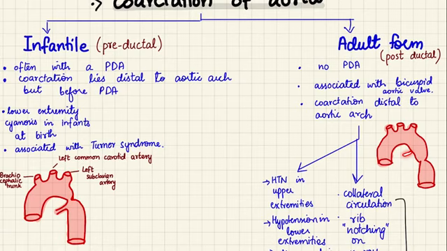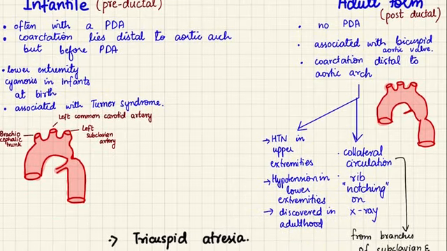This is the ligamentum arteriosum. This is not the ductus arteriosus. This is usually associated with a bicuspid aortic valve. This is also a genetic abnormality. Now, in this case, the coarctation is also distal to the aortic arch.